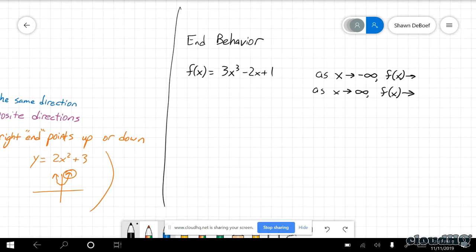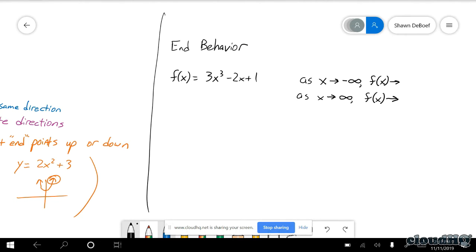Okay, and so let me read these symbols to you. First line, as x, and then that arrow we would read as approaches. As x approaches negative infinity, f of x approaches, and I have a blank there, we're going to fill that in. And then the second one, as x approaches positive infinity, f of x approaches something. Now this is end behavior. One of these is the left end and one of them is the right end of your graph. If we think about a graph, the x-axis is the left-right one, and your y, or oftentimes now we call it f of x, is your up and down.